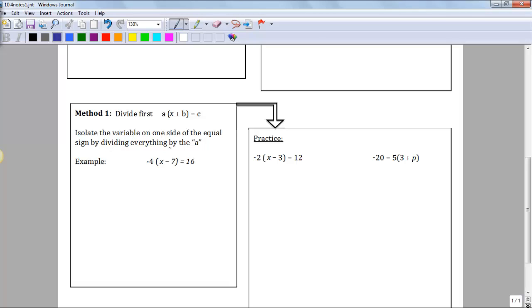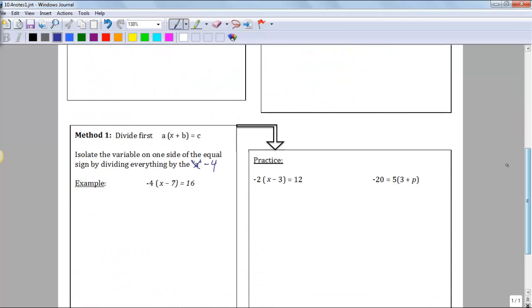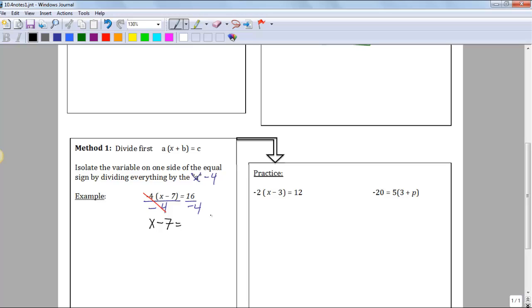It says isolate the variable on one side of this equal sign by dividing everything by negative 4. Divide by negative 4 on the left, divide by negative 4 on the right, keeping the balance equal. Those cancel, so you're left with x minus 7, and on the right, 16 divided by negative 4 is negative 4. So what you're going to do next is add 7 to both sides. These cancel, you've got your zero pair. X equals negative 4 plus 7, or positive 3.